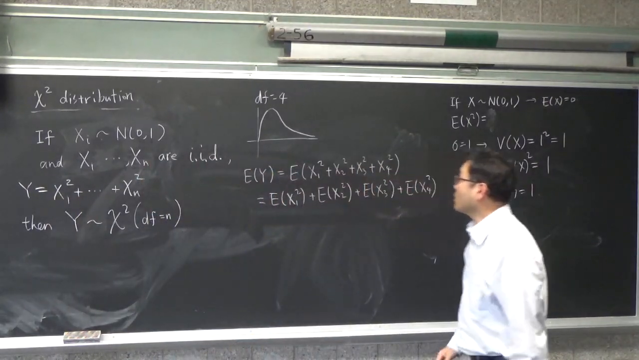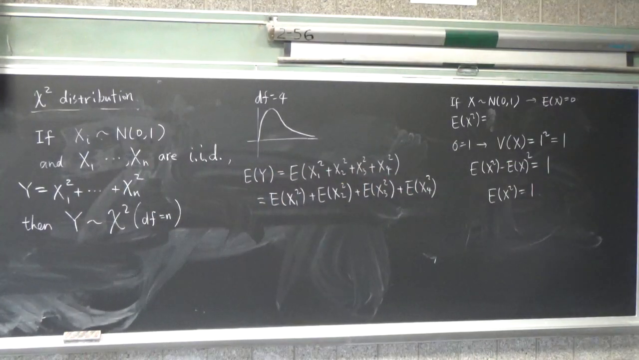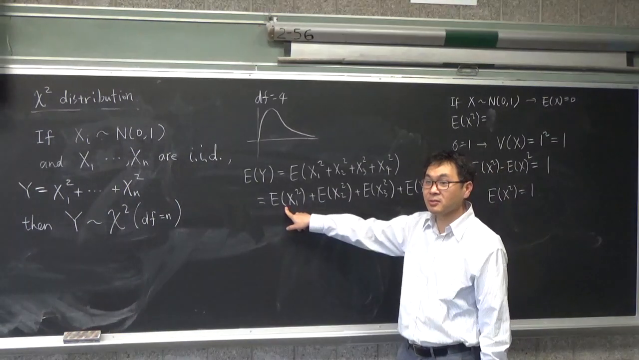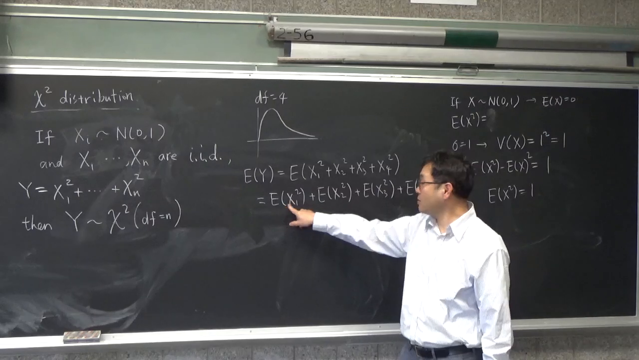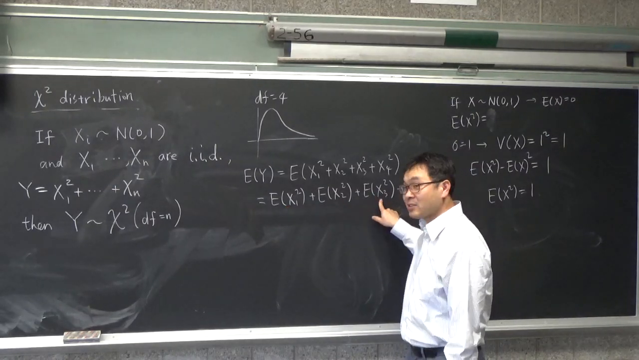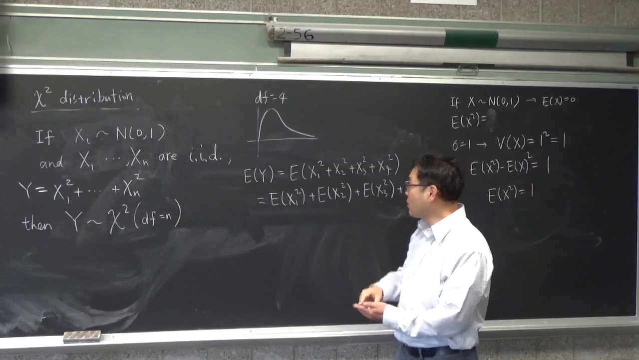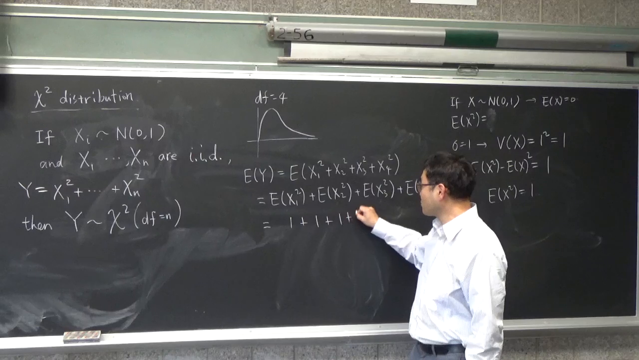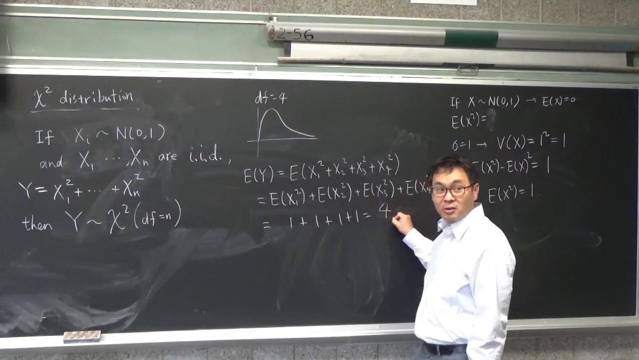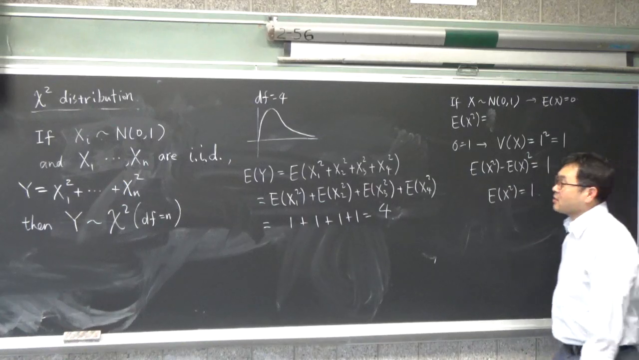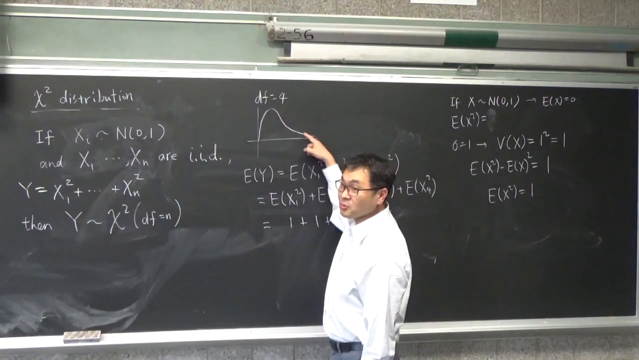Okay, so what's this value? 1. What about this one? 1 again. These are all identically distributed, so their values will be the same. So what do we have? 1 plus 1 plus 1 plus 1, which is 4. Which says that the average value of this distribution is 4.